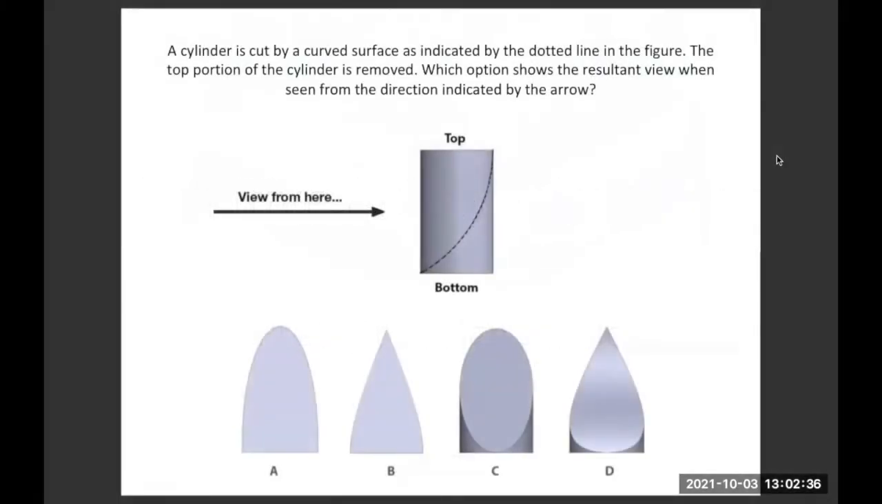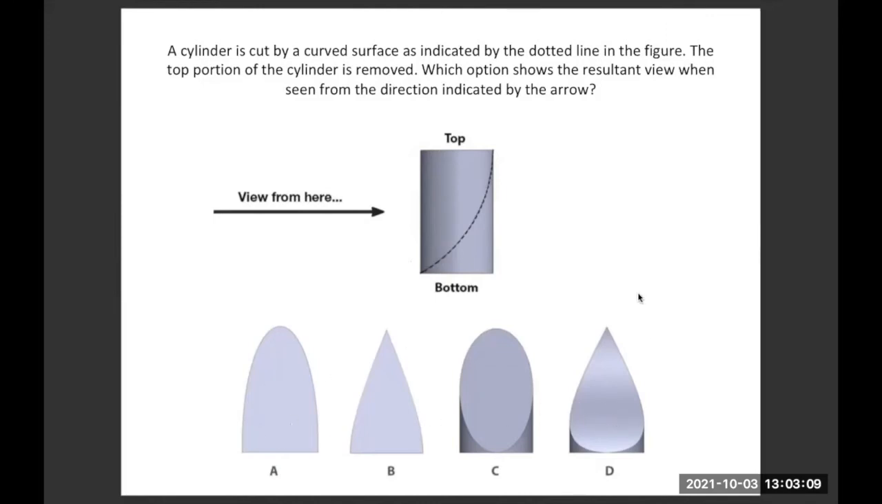We'll start with this now. Here you're given a cylinder, and that cylinder is cut along this particular dotted line, in a curved pattern. When this cut object is viewed from this side, you have to guess what will be the resulting form. What will be the view from this side B? Whether it will be A, B, C, D.